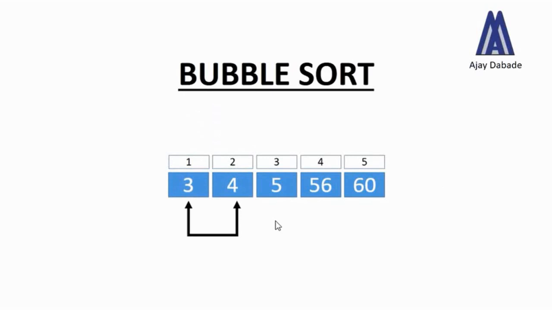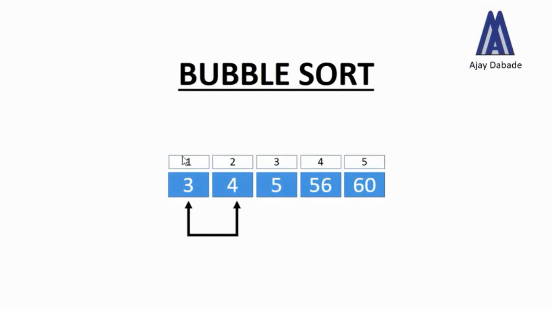So we have swapped the numbers. Now we will compare the position 2 and 3, that is number 4 and 5. Now the number 5 is greater than number 4, so we won't do the swapping because they are at the right positions. Now we have completed the third pass.